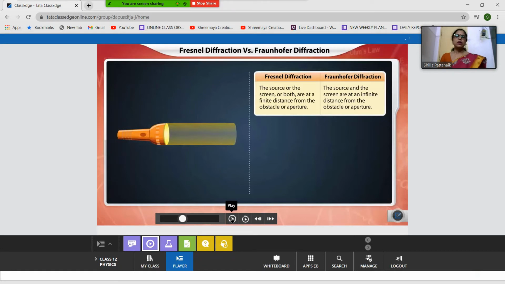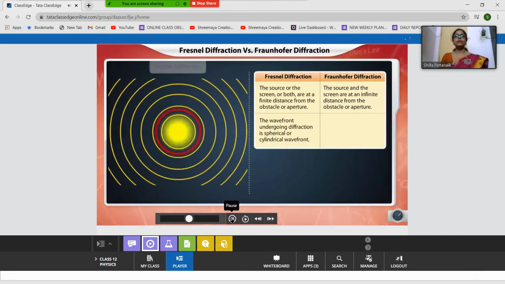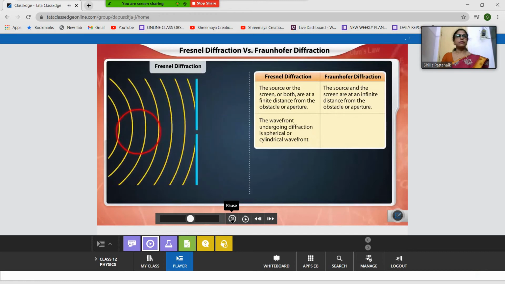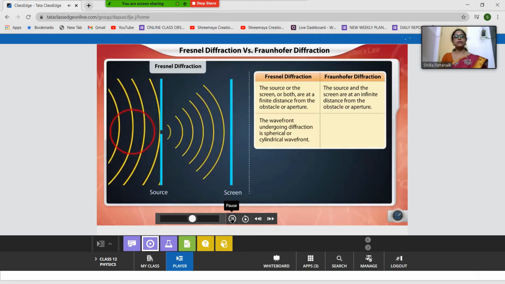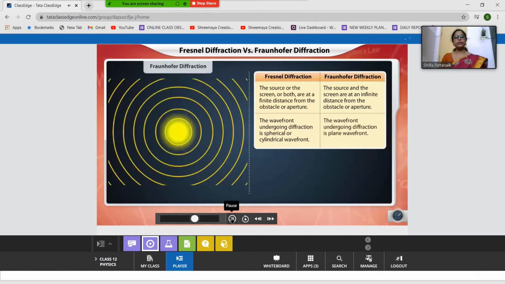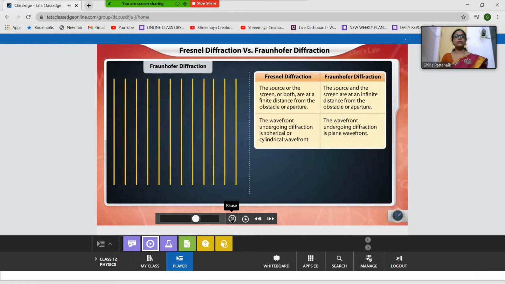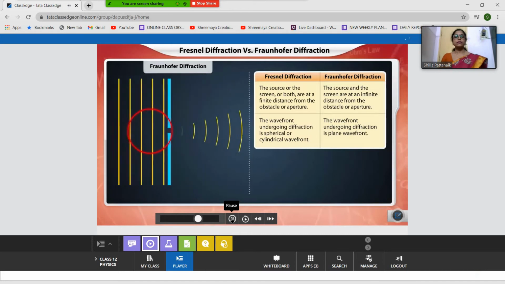Okay. In Fraunhofer diffraction, the light source is at infinite distance from the aperture. A convex lens is used to focus light on the screen after diffraction. In Fresnel diffraction, the wavefront undergoing diffraction is spherical or cylindrical wavefront. In Fraunhofer diffraction, the wavefront undergoing diffraction is plane wavefront.